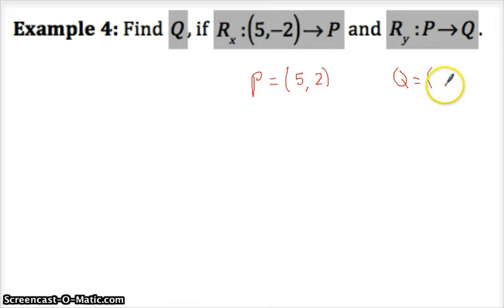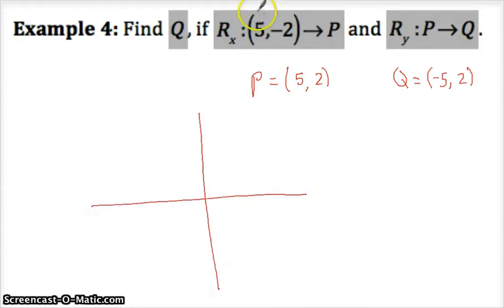And when I reflect over the y-axis, the y-coordinate stays the same, but the x-coordinate changes sign. I might as well draw this. This won't take that long to just draw out. Just see what's going on here. I don't have a name for this. It's okay. All right, so here's the x-axis, of course. You forgot which was which. It was the y-axis. This original point 5, negative 2 was here. Original point.